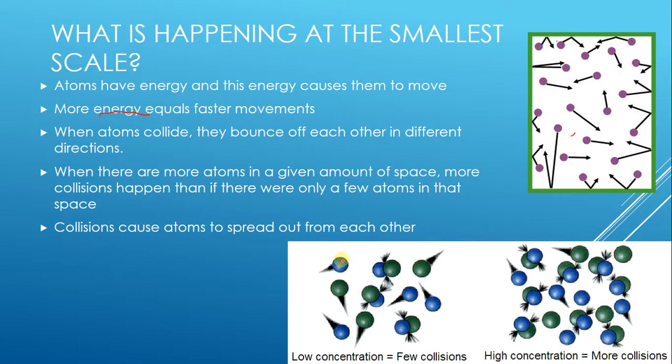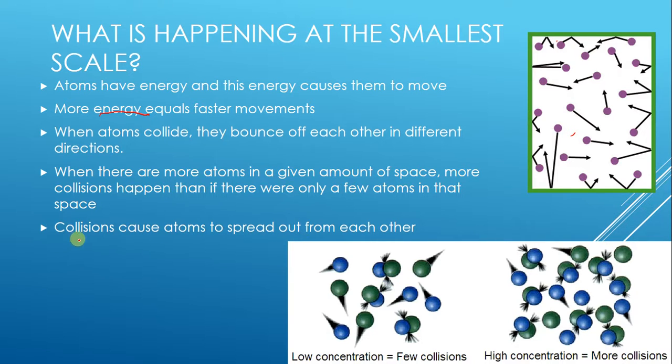So for example, down here, if these are the green and the blue atoms of food coloring, and there's not a very high concentration of that food coloring in water, these collisions won't happen very frequently. If there are a lot of those food coloring molecules in a given amount of space, those collisions and bouncing off reactions will happen a lot more. So there are more collisions between particles moving around randomly in a concentrated solution versus a dilute solution.